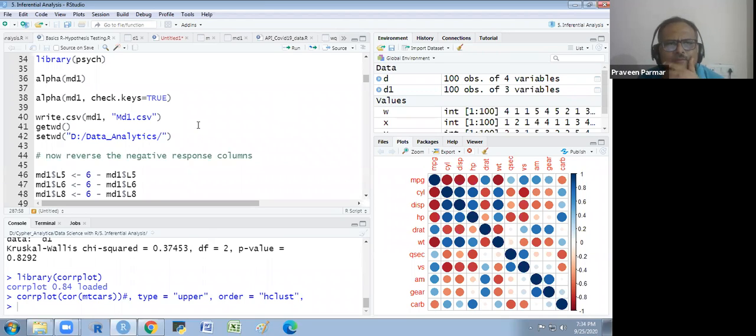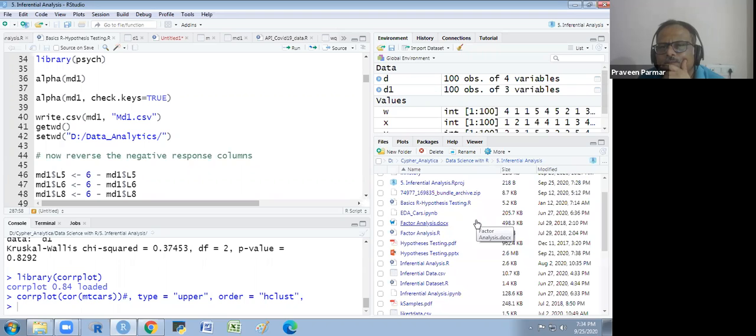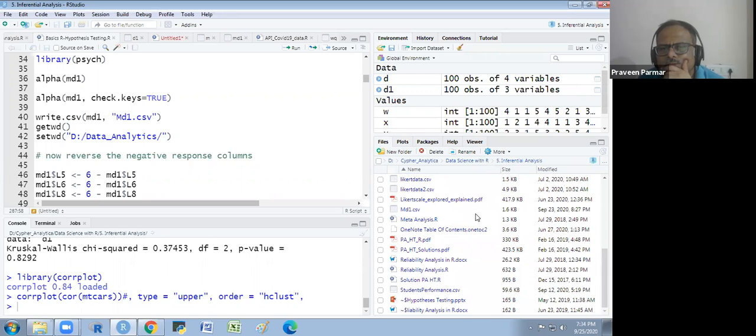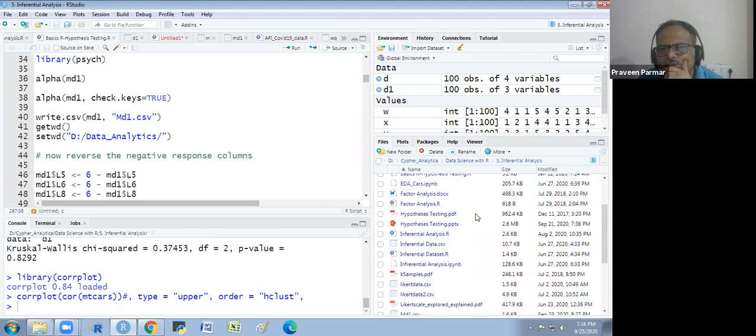And now we have factor analysis to do. For factor analysis, let's see, I have not merged here.